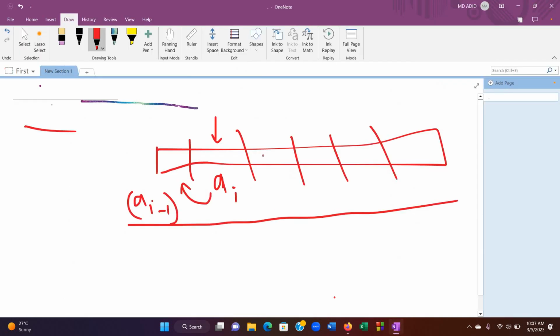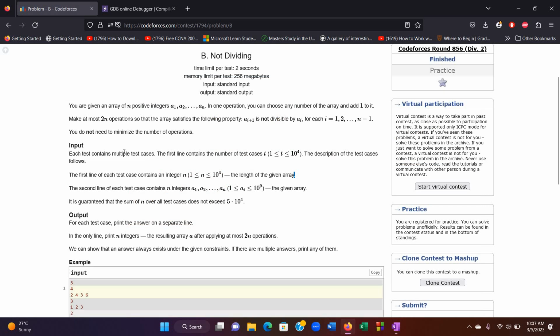Let's say this element was 5, you can apply an operation and it's going to be 6. Or you apply the operation 2 times and it's going to be 7. You're just adding 1, but you're only allowed to do that 2n times. So you cannot add more than 2 times n overall. After that, you won't be allowed to apply the operation anymore.